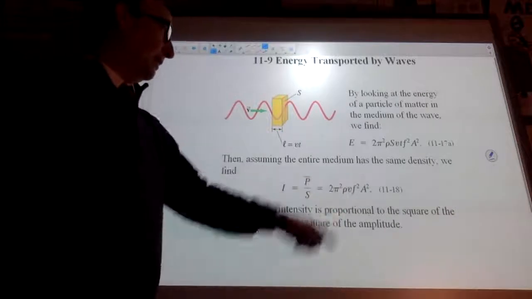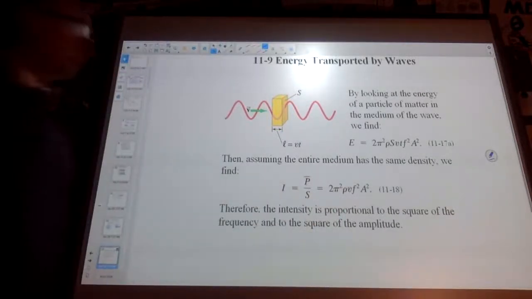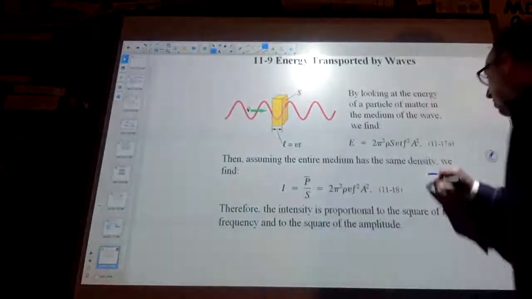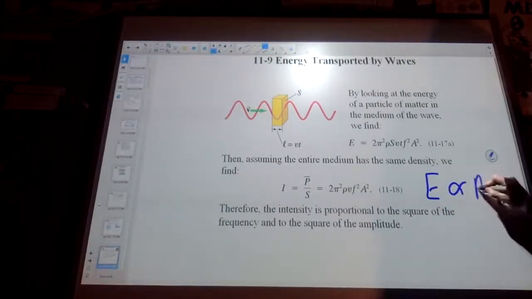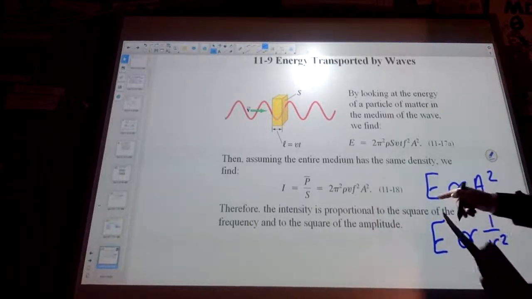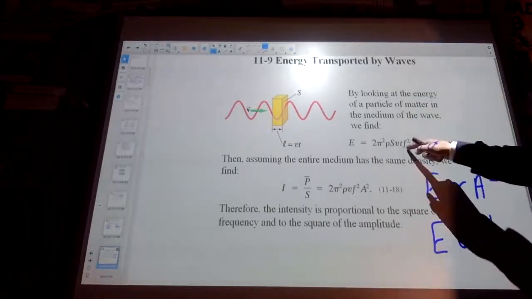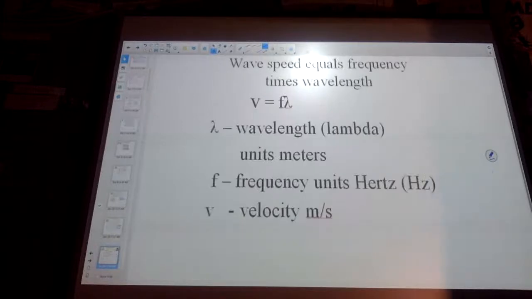And this is the equation I don't want you to worry about. What do we need to know? These two things. Energy is directly proportional to the amplitude squared. Energy is inversely proportional to the radius squared, where this is the amplitude and this is how far you are from the source of it. This will never show up for you guys, I promise.